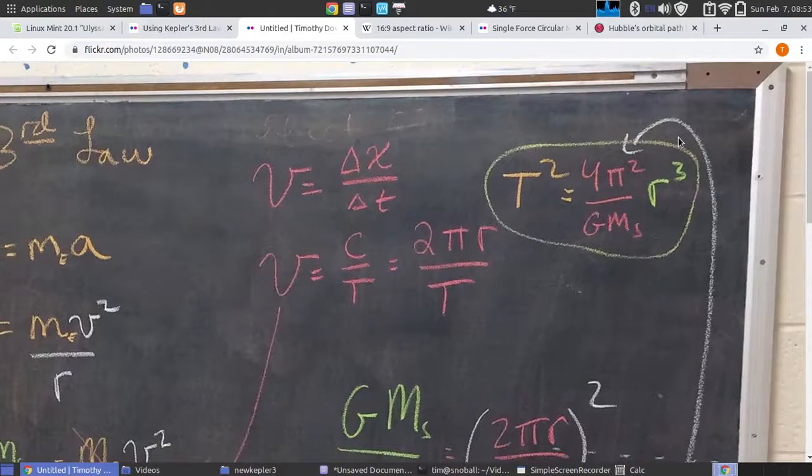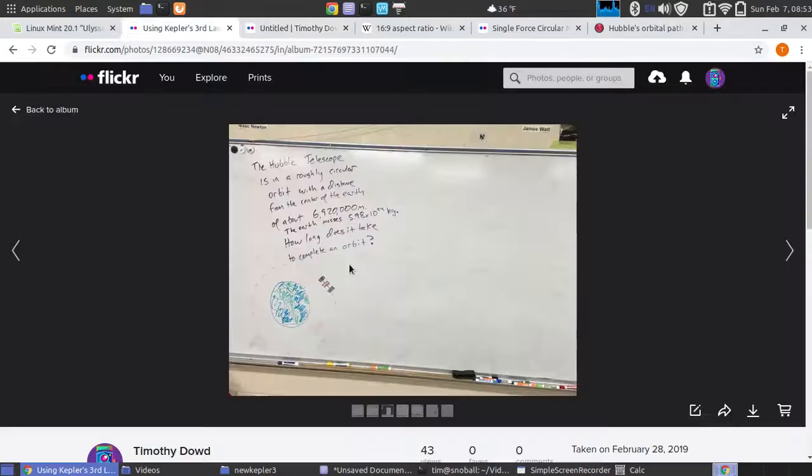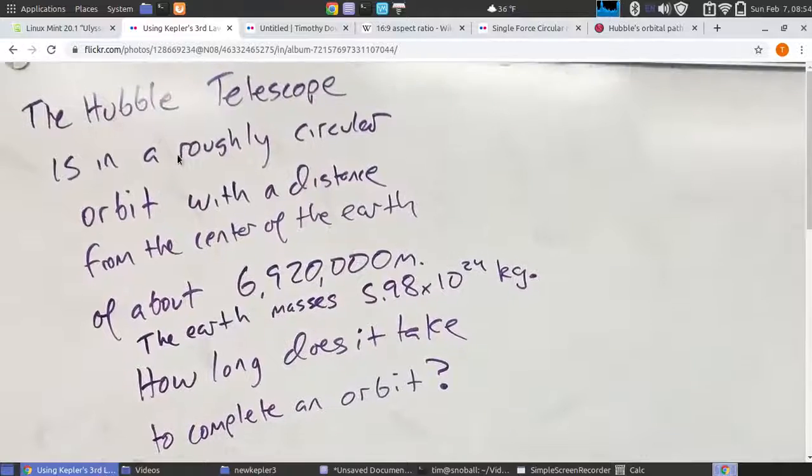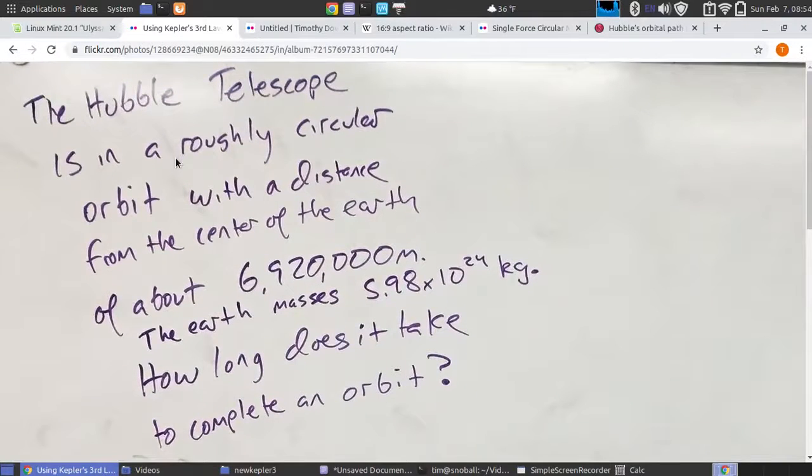Let's use it to solve a problem. So we'll go back to our Hubble telescope, and this looks similar to the problem we did earlier in the video, but it's a little different. Now it's not asking for speed. It gives us the distance from the Earth, and it asks us to predict how long it takes to complete an orbit. So go ahead and use Kepler's third law and see if you can answer this question. Pause the video and come back when you think you got it.